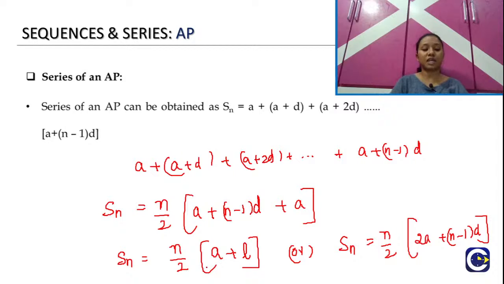In some questions they'll directly mention that the first term and the last term of the sequence are given. Then in that particular case you can apply this format. If not, they'll be giving in terms of common difference.